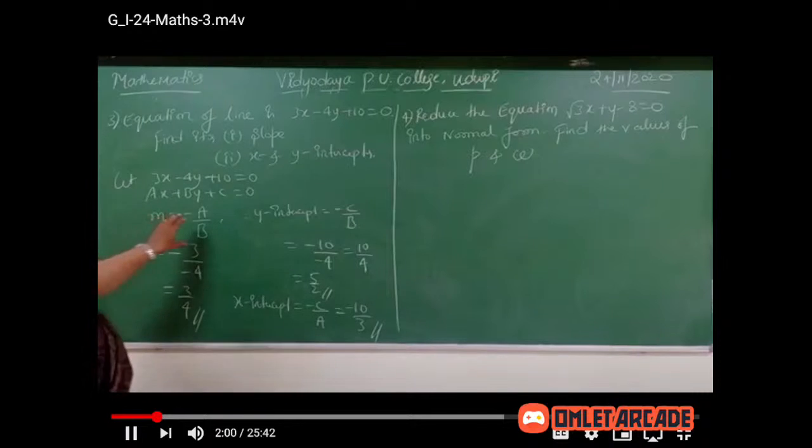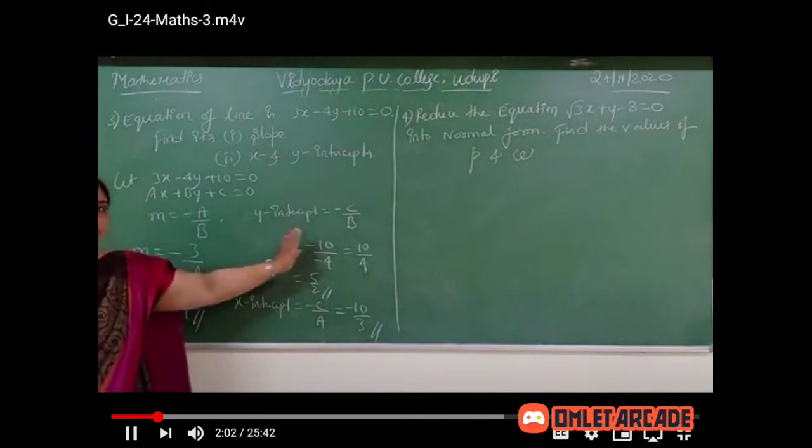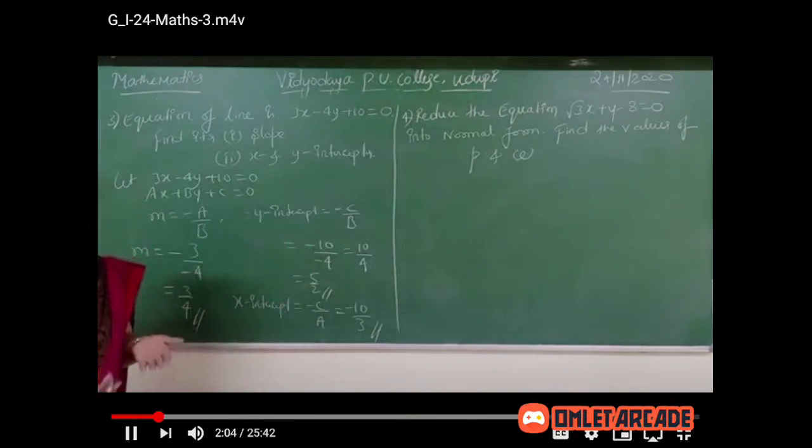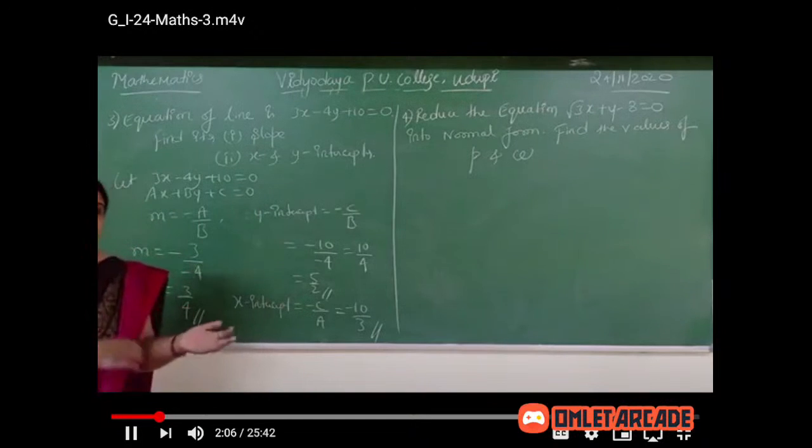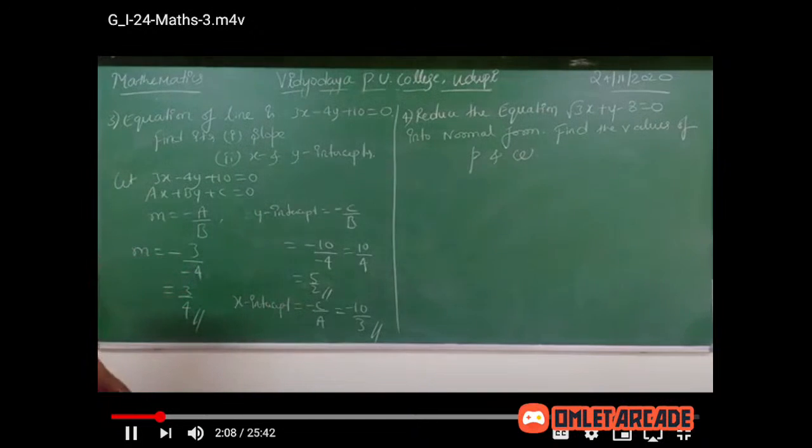Here I used formulas to find slope, x-intercept and y-intercept. The other method is what? We just convert the equation into y is equal to mx plus c form, or x by a plus y by b is equal to 1 form, and extract m, a, b values. That is another method. I have done both the methods, so choose whichever you find easy. We'll see the fourth question now.